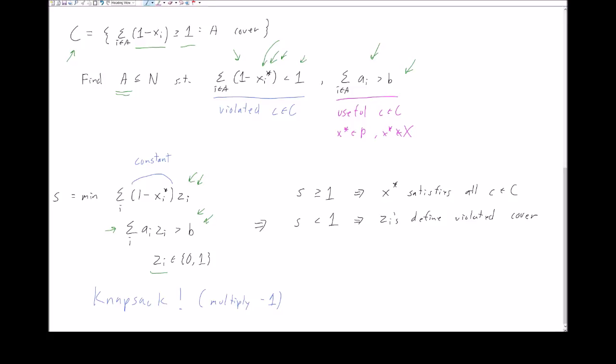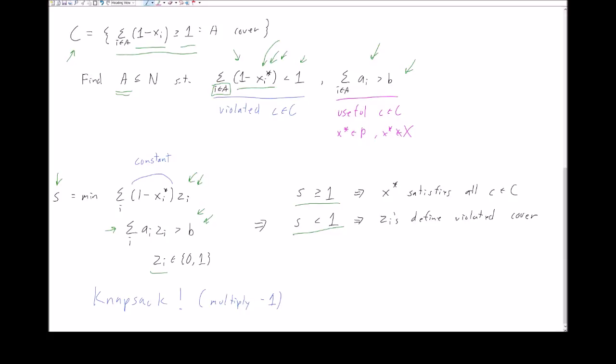To be more precise, if it turns out that the minimum of our optimization problem, S, is greater than or equal to 1, then we can conclude that xi star satisfies all of our constraints. That's because the smallest that this can ever be is S, and S is greater than or equal to 1, and therefore all of our constraints are going to be satisfied. However, if S is less than 1, then we can conclude that the zi's are going to define a cover that's associated with a violated constraint. That's because exactly the sum over this cover of 1 minus xi is less than 1. And so we've identified the violated constraint.